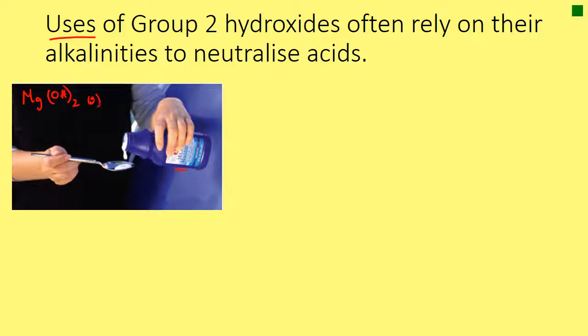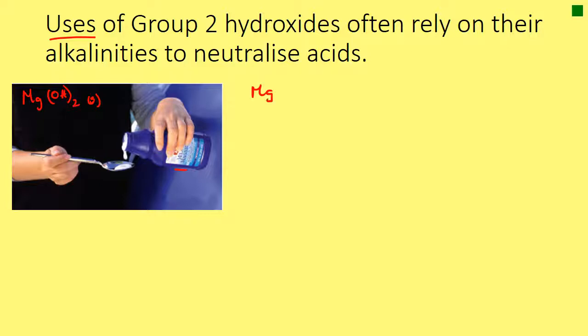So it's a suspension of magnesium hydroxide, and you take it for indigestion, and indigestion happens when your digestive system gets too acidic. Normally your stomach acids are 0.1 mole per dm cubed hydrochloric acid, which is pH 1. If they get more concentrated than that, then you start to feel uncomfortable, and so you can take some milk of magnesia or magnesium hydroxide in order to neutralize those acids.